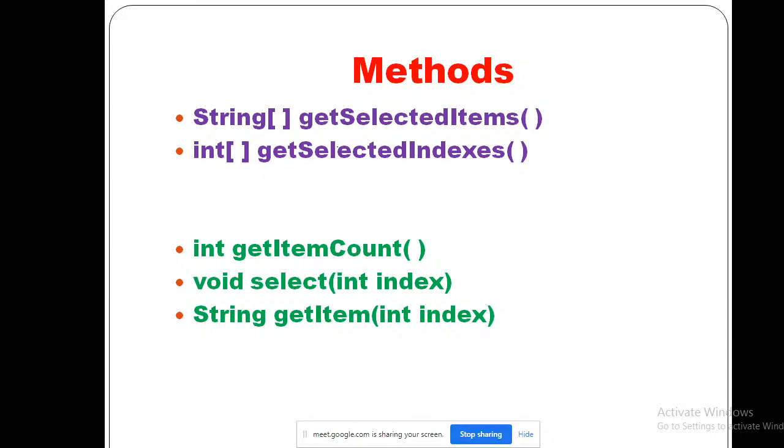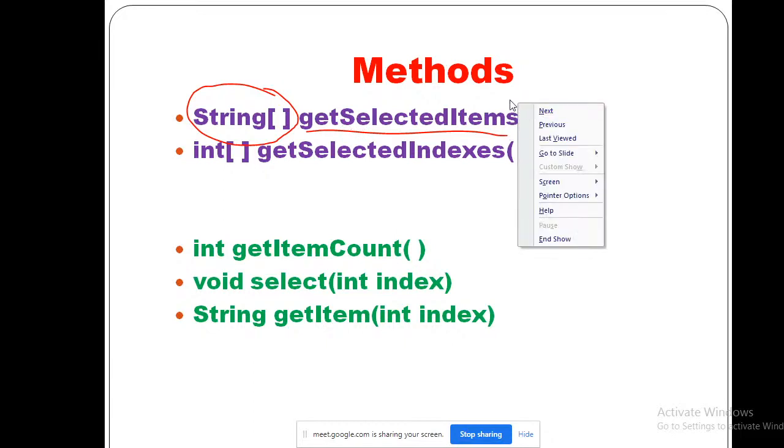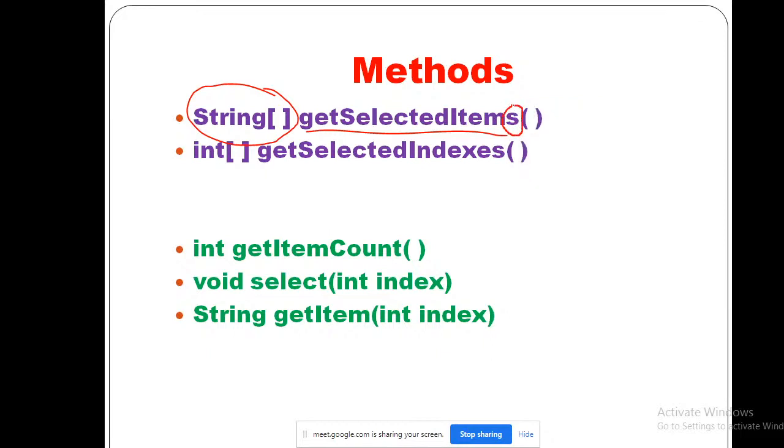Then maybe our list should support selecting multiple items. When we can select more than one item, those values should be stored in an array of strings. They can be retrieved using getSelectedItems, that is, for multiple items. Based on the index, we use the method getSelectedIndexes, and the values are returned inside an integer array.